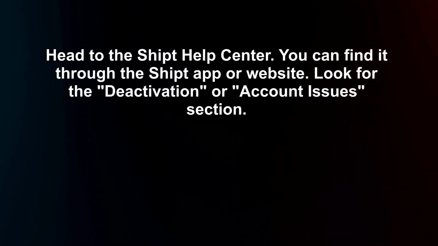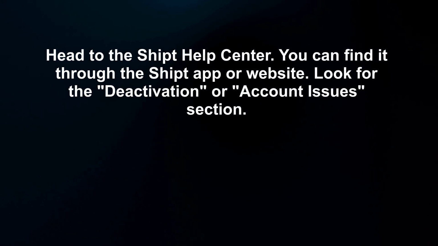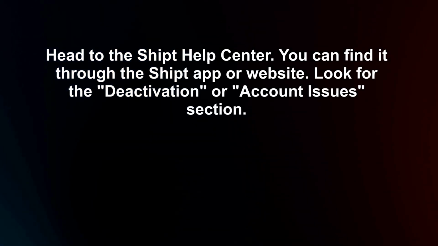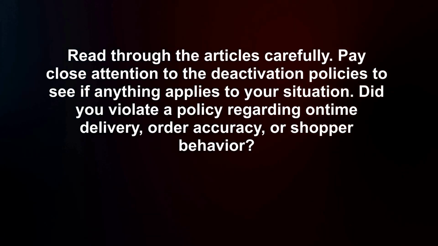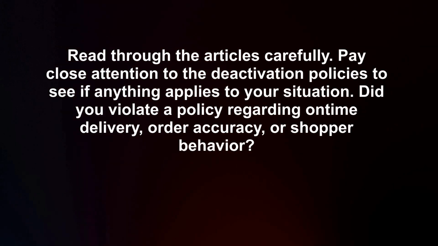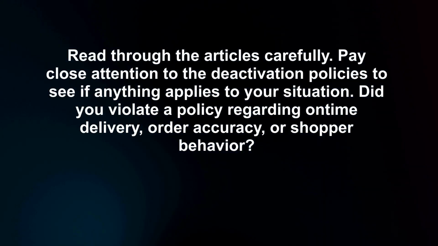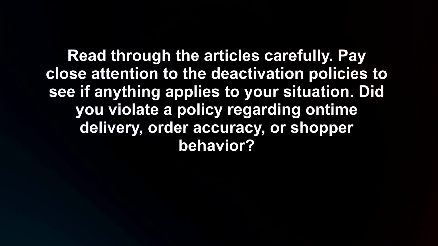Head to the Shipt Help Center. You can find it through the Shipt app or website. Look for the Deactivation or Account Issues section. Read through the articles carefully. Pay close attention to the deactivation policies to see if anything applies to your situation. Did you violate a policy regarding on-time delivery, order accuracy, or shopper behavior?